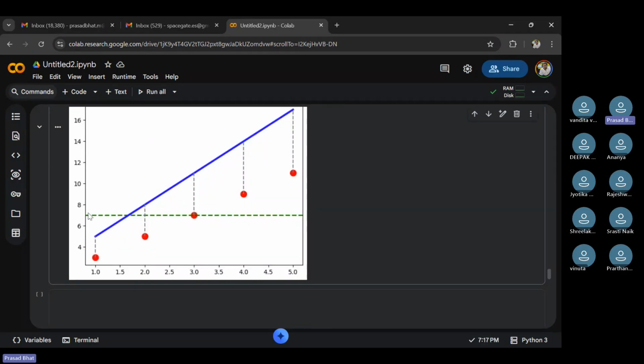If you look at this horizontal line, this is the mean value that we have.